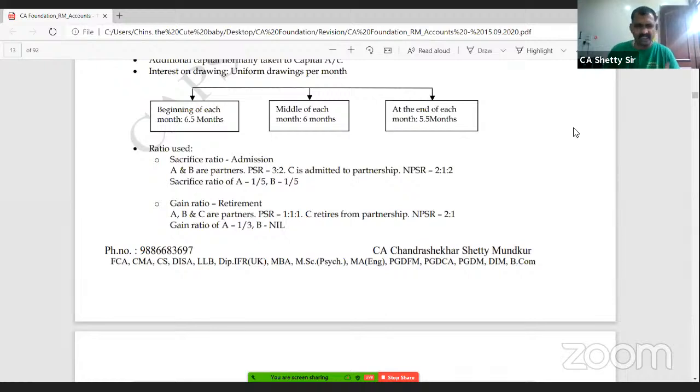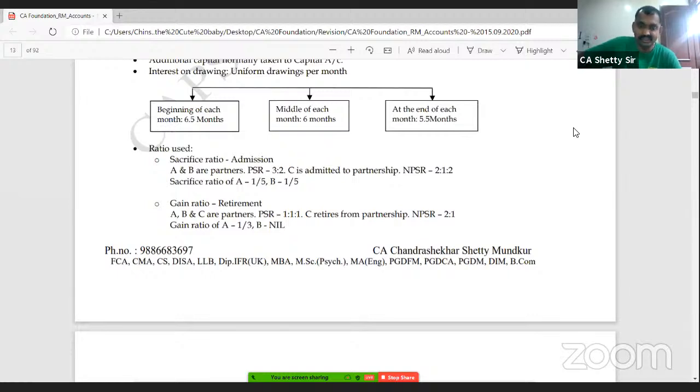By doing again and again, you'll become the master. When I did it for the first time in the regular class, you were not comfortable. Now I think you're reasonably comfortable. Do it again, you'll become the master. The next batch of CA Foundation, you can teach. But students should come, no? So B's capital account debit: 90 lakh into 1 by 9, 10 lakh.